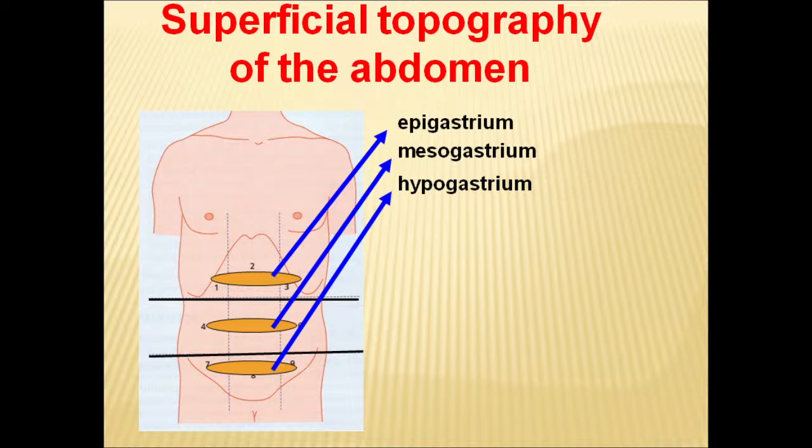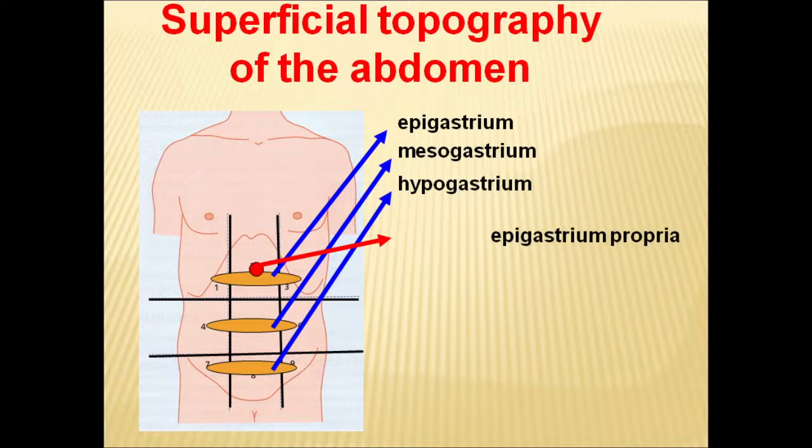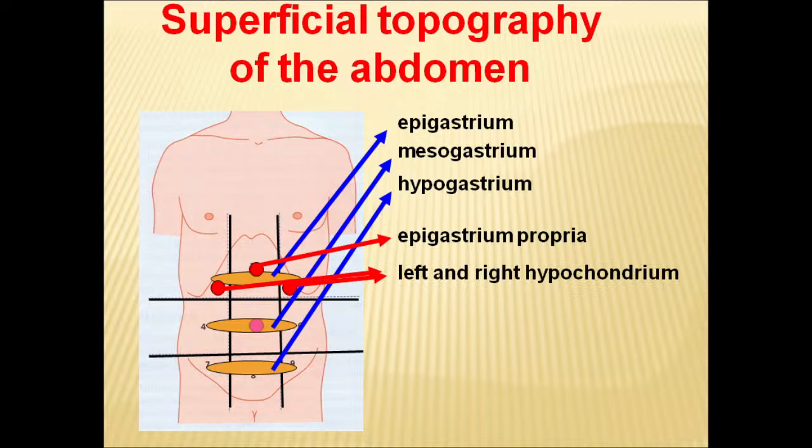Then we put two vertical lines along the external edge of the rectus muscles, and every preceding side is divided into three sides. As a result, we have nine topographic areas of the abdomen. Epigastrium is divided into the epigastric area proper and two hypochondria, right and left. Mesogastrium is also divided into three parts: central umbilical and two lateral, right and left flank.